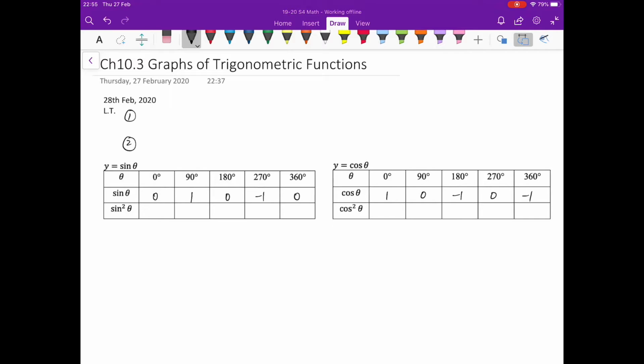So there are two. The first one is we are going to study the range for sine square theta and cosine square theta. And the second learning target is to read maximum, minimum, and period from graph.